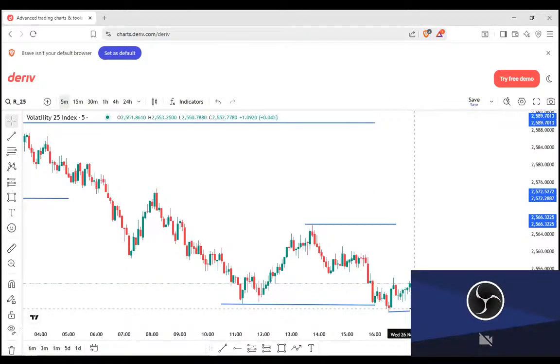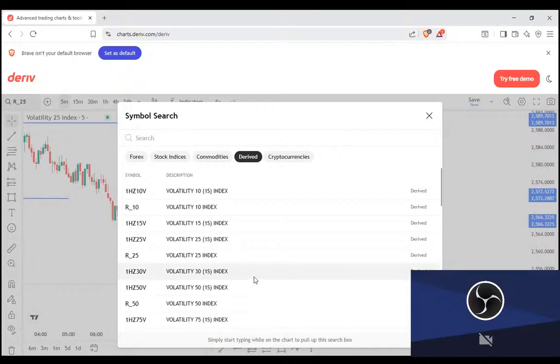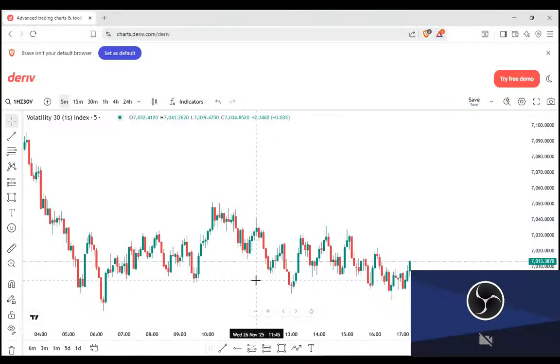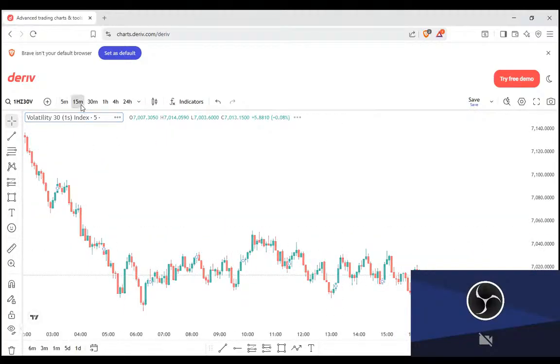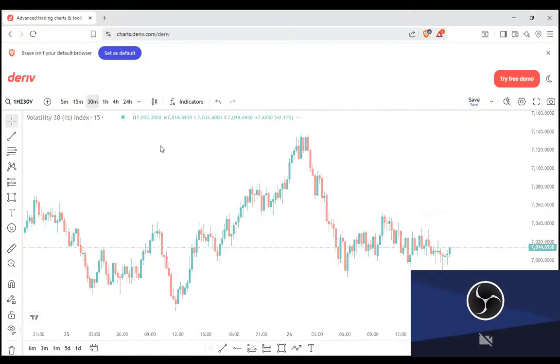And notice price is making bullish structures here. So be very patient. I think we have analyzed that. Let's go to the 30 index. So we're having the 30 index, price consolidated, and then the 15 minutes time frame and the 30 minutes time frame.